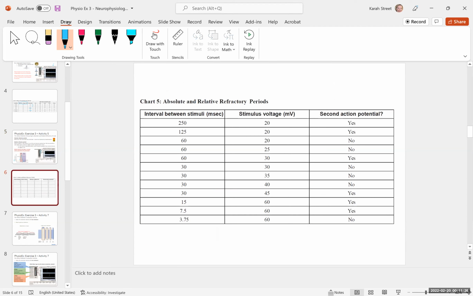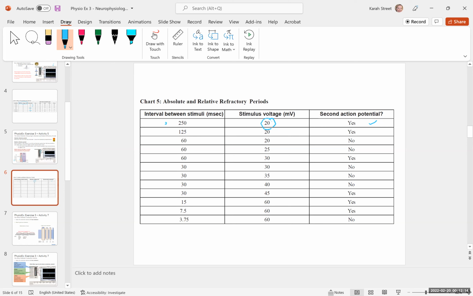So our first run, we stimulated the neuron every 250 milliseconds. Now, given that an action potential in most neurons lasts about 1 to 2 milliseconds, clearly a stimulus every 250 milliseconds at our sub-threshold of 20 millivolts, and we learned that from activity 3, should give us a second action potential, and it did. So then we cut the time in half. What if we give a stimulus every 125 milliseconds using our minimum voltage of 20? And the answer was yes, we did detect a second action potential at recording electrode one.